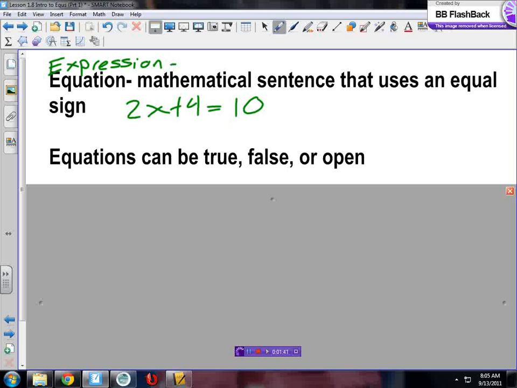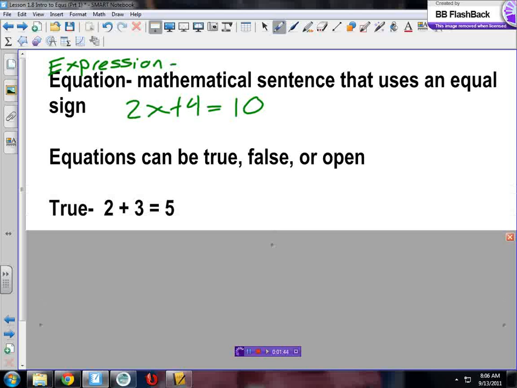An example of a true equation is 2 plus 3 equals 5. Why is that one true, Isaac? You don't know why this one's true? William? Because it is, right? It is what? True. I heard a lot of people would say correct, or it's right. The math is done correctly, right? So this is a true one.